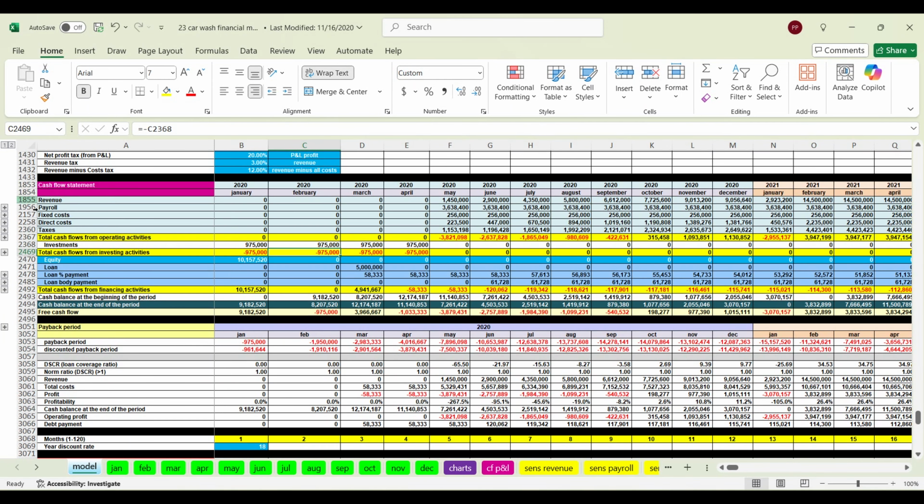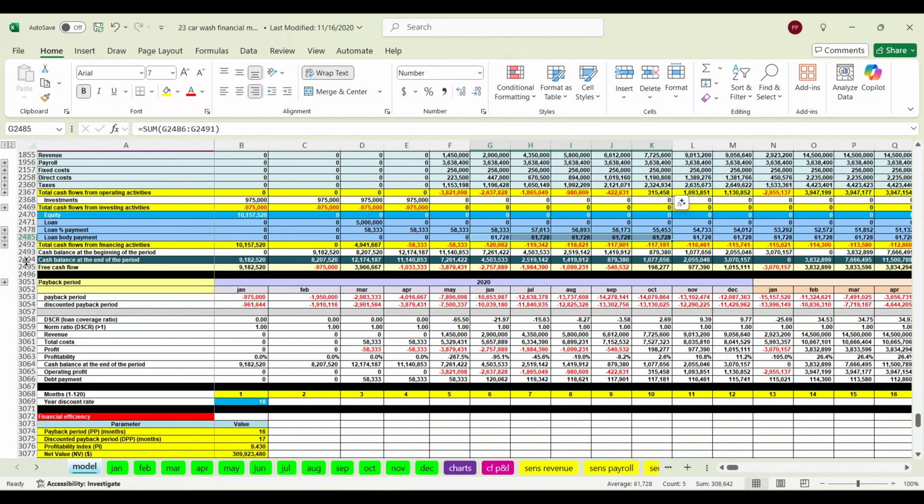Here you can see the detailed revenue structure, payroll structure, fixed cost, direct cost, taxes. You can see the operating losses. Then you can see the investment stage expenses, how much you need during the investment stage. Then you will be able to see how much equity you need in this scenario to start the business. This is the loan. These are the interest payments and principal payments.